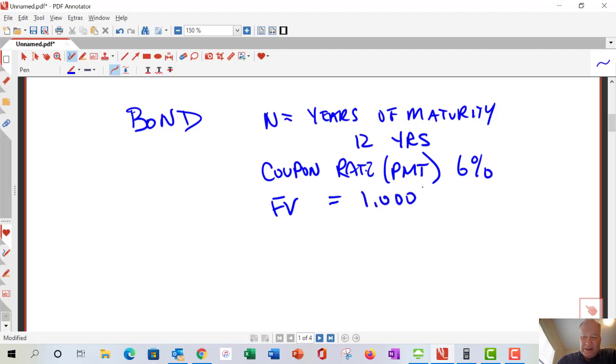Okay, and again, face value is always going to be 1,000. That's the assumption. Bonds are quoted in hundreds, but when you're doing the calculations, you can use 1,000. Even though they're quoted in $100 amounts, you just multiply by 10. So just think, we're going to get $1,000 face value, future value. It's always going to be 1,000. Present value is the market price today.